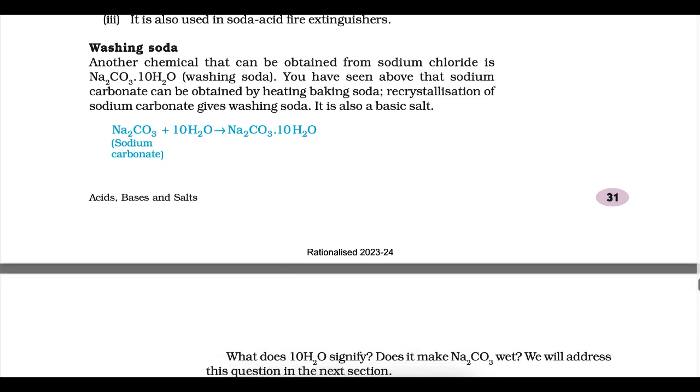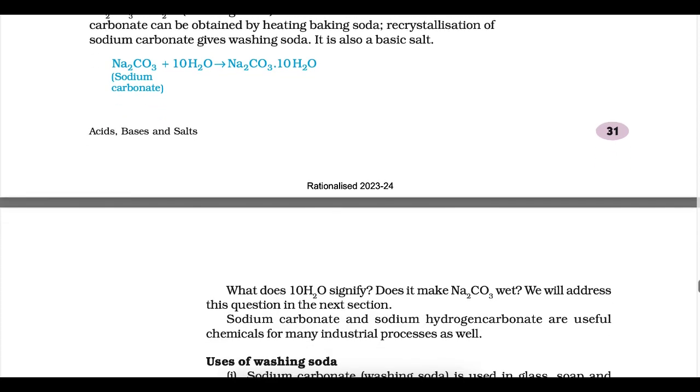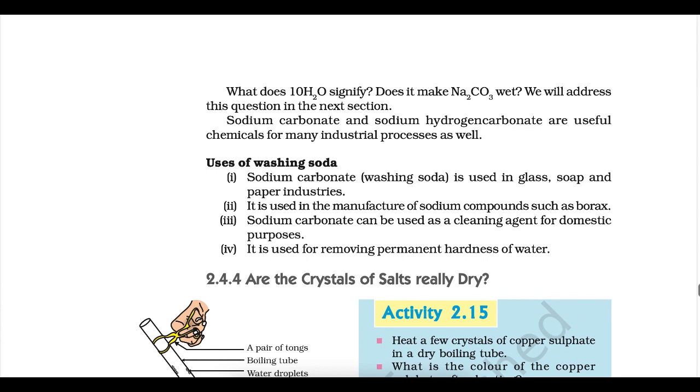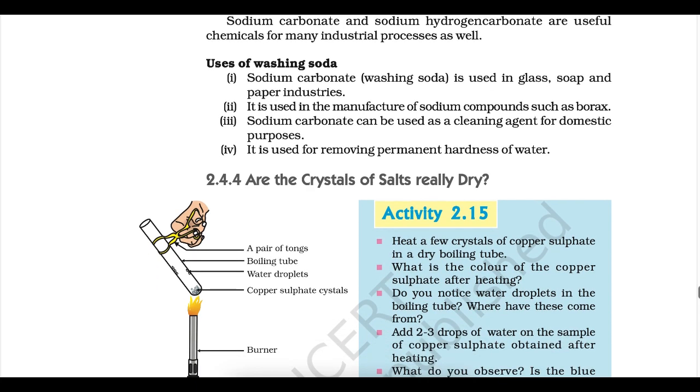Washing soda. Another chemical that can be obtained from sodium chloride is washing soda. You have seen above that sodium carbonate can be obtained by heating baking soda. Recrystallization of sodium carbonate gives washing soda. It is also a basic salt. What does 10H2O signify? Does it make Na2CO3 wet? We will address this question in the next section. Sodium carbonate and sodium hydrogen carbonate are useful chemicals for many industrial processes as well.